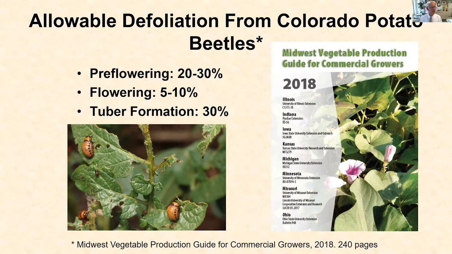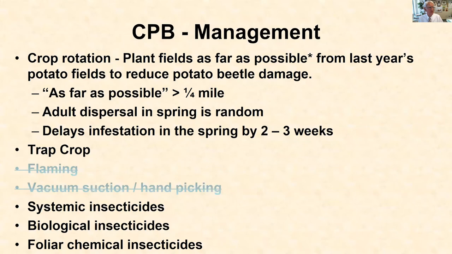Now, as we get into flowering, the plant becomes much more susceptible to defoliation, and that threshold drops by quite a bit to 5 to 10%, and then jumps back up in the tuber formation stage to 30%. So if there's a few Colorado potato beetles and a light amount of damage, you don't need to rush out and control. The plant will tolerate the difference. Here's what I said about crop rotation. Move the fields as far as possible away from the previous location, and that's usually considered to be a quarter of a mile. Adults don't have a very good sense of which way to go to find the next potatoes, and they may get to your new field, but it will be later than if you had planted the potatoes right back into the same area.